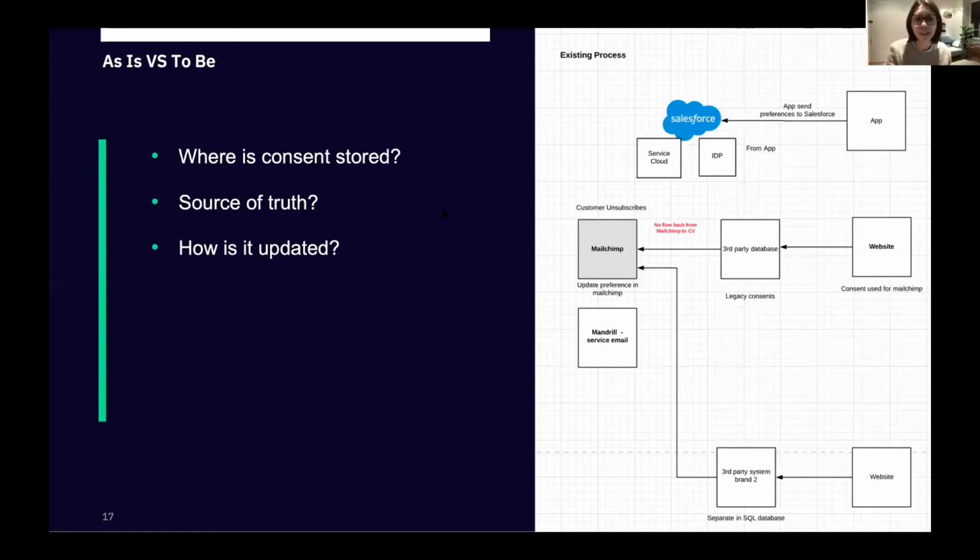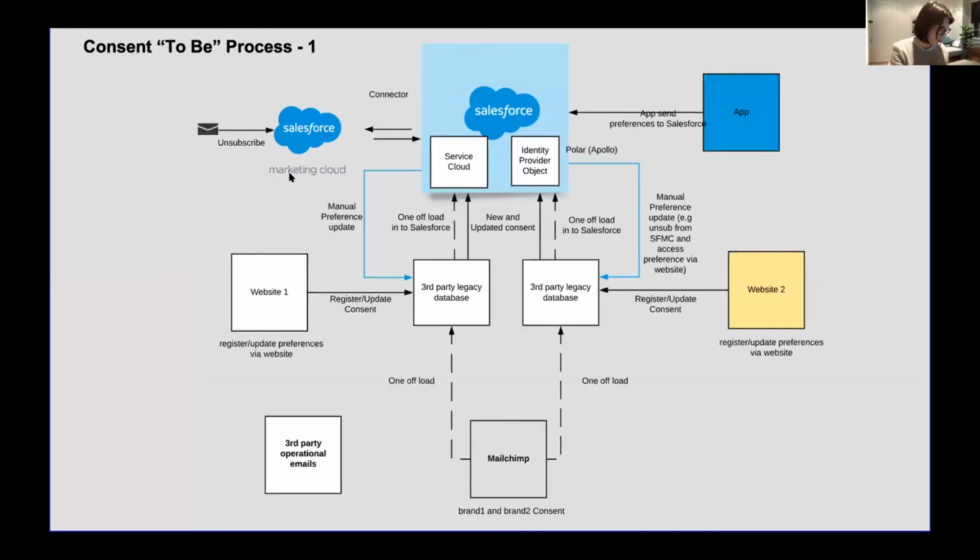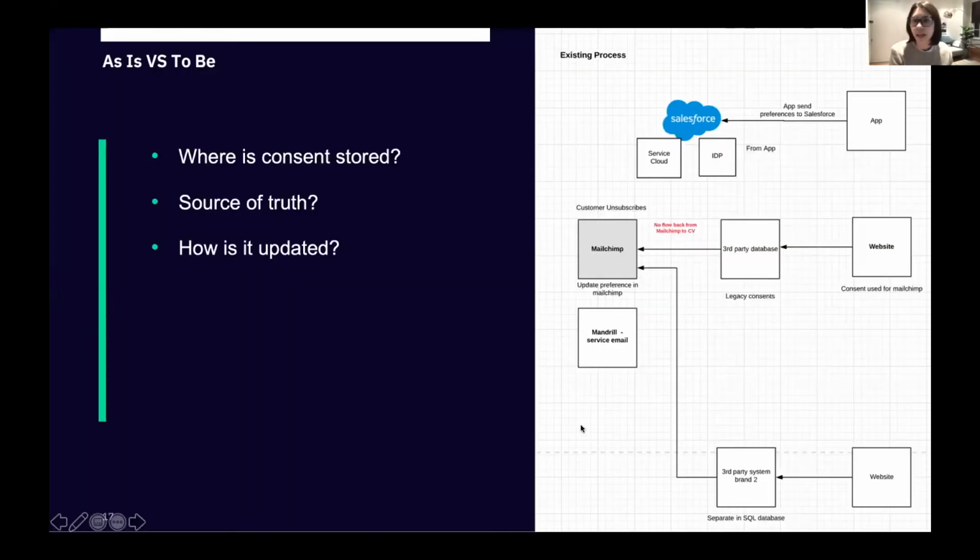Fine. So 3 questions when you're mapping the as-is. Where is the consent stored? So if you're talking to the customer and trying to find out the customer process, where is the information stored? So what you see there on that screen that is gone is the as-is process.